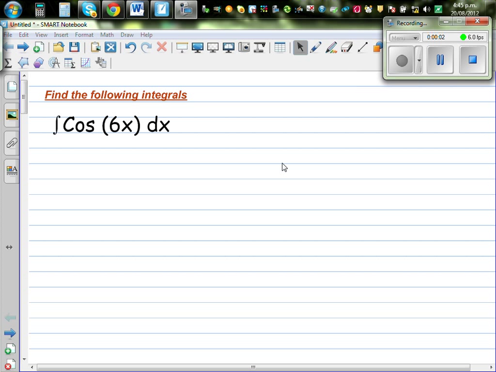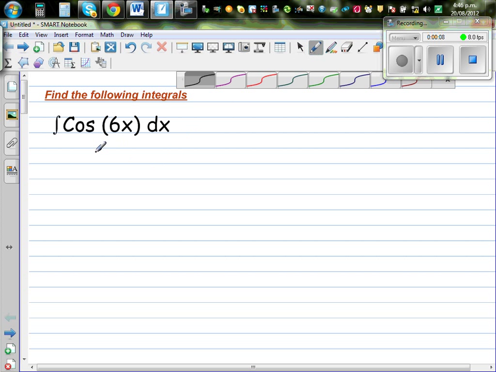Let's integrate these integrals. Find the following integrals. Okay, so you want to integrate cos 6x. I would like you to do this by substitution. You can do that without substitution, but I like to substitute because it makes life easier.